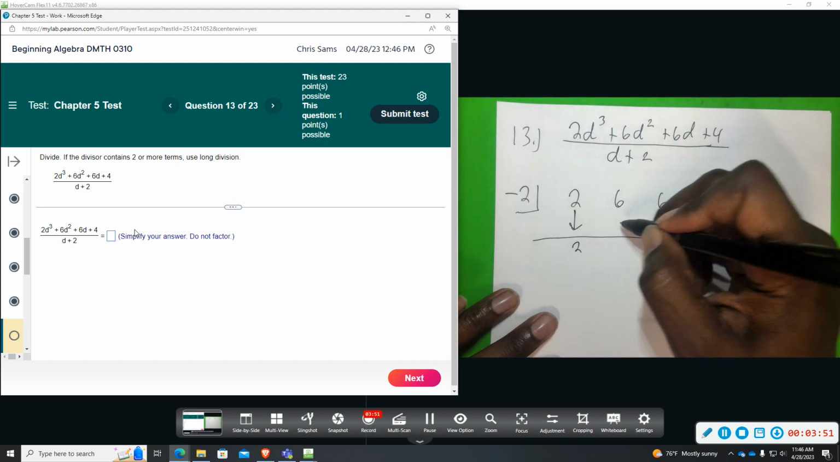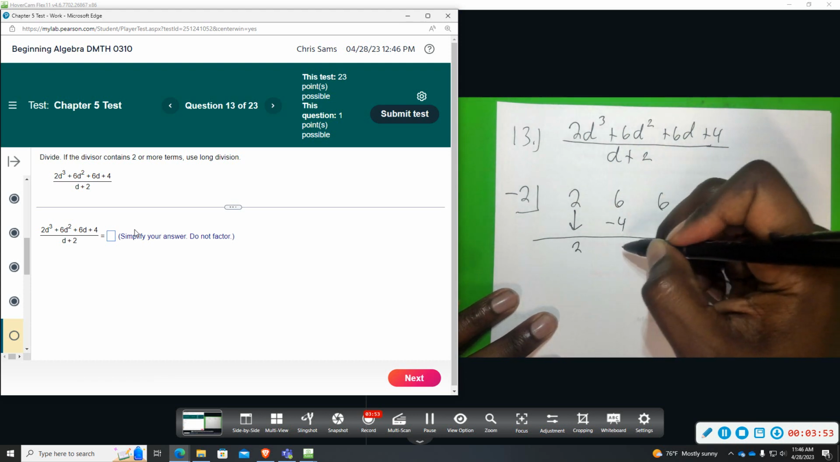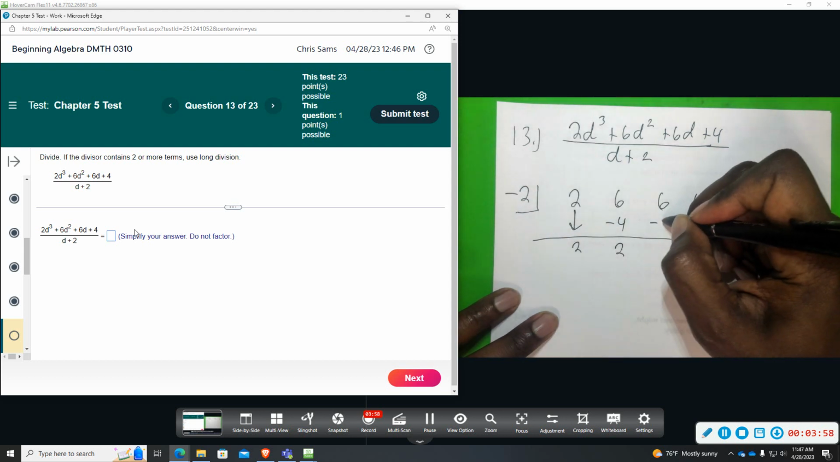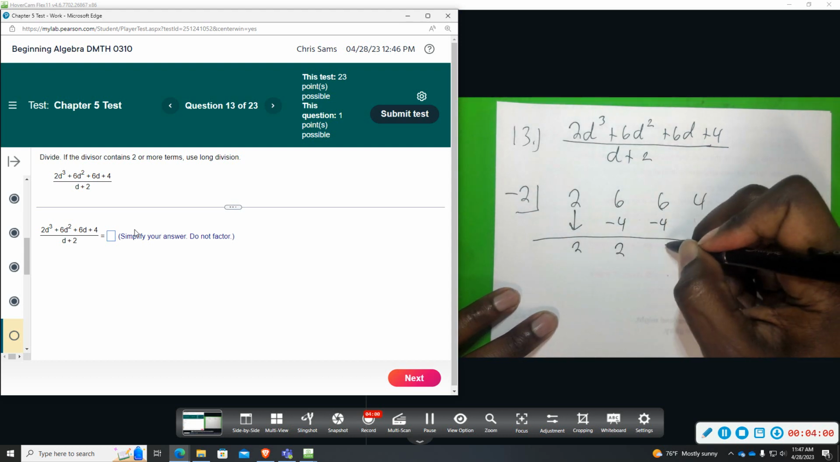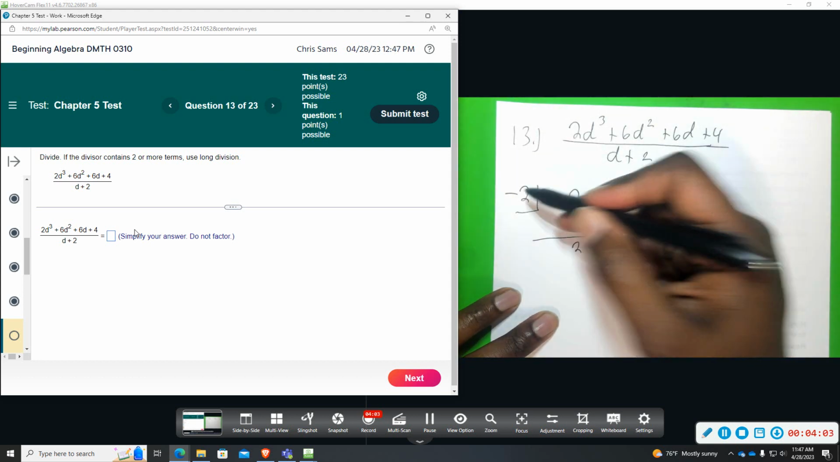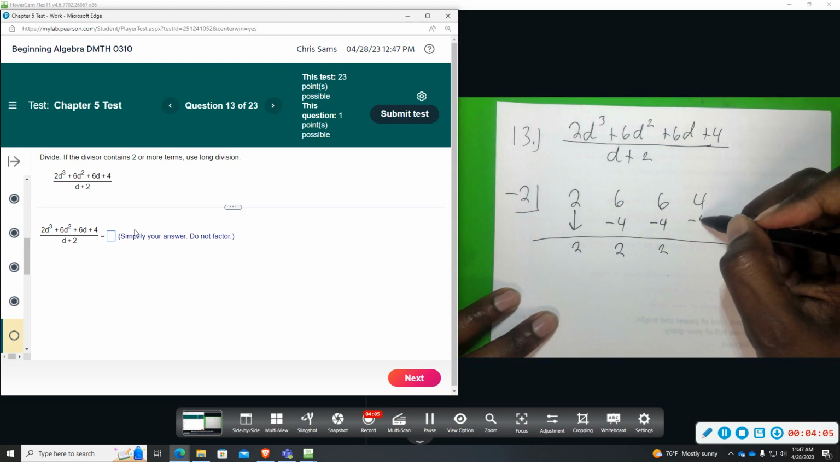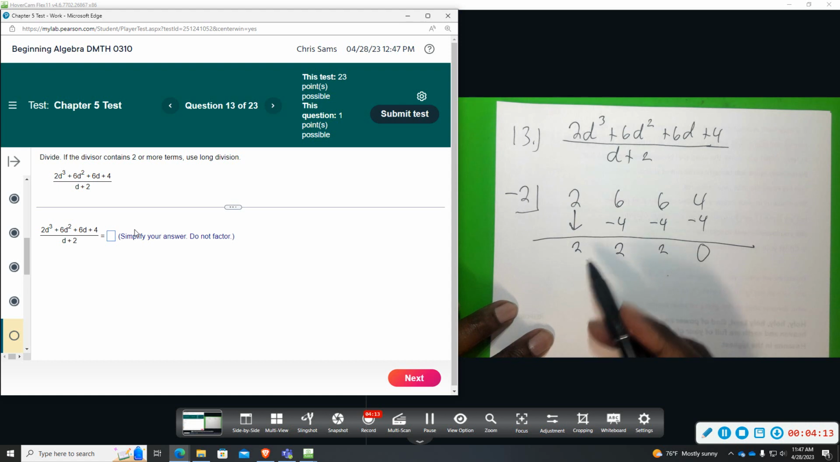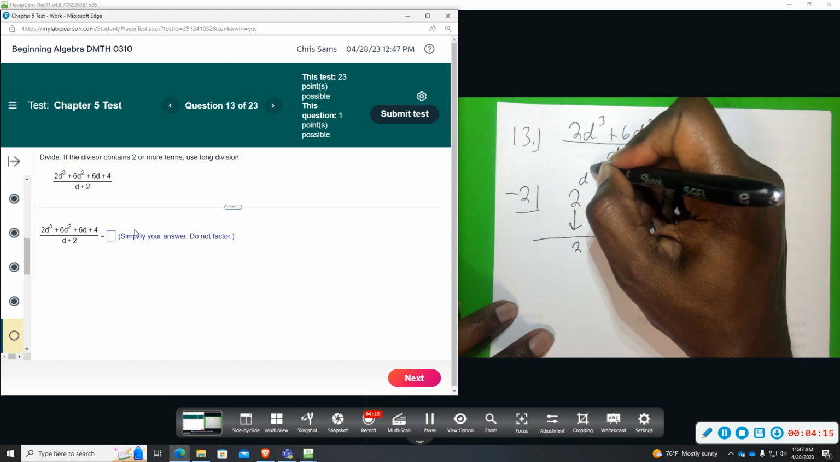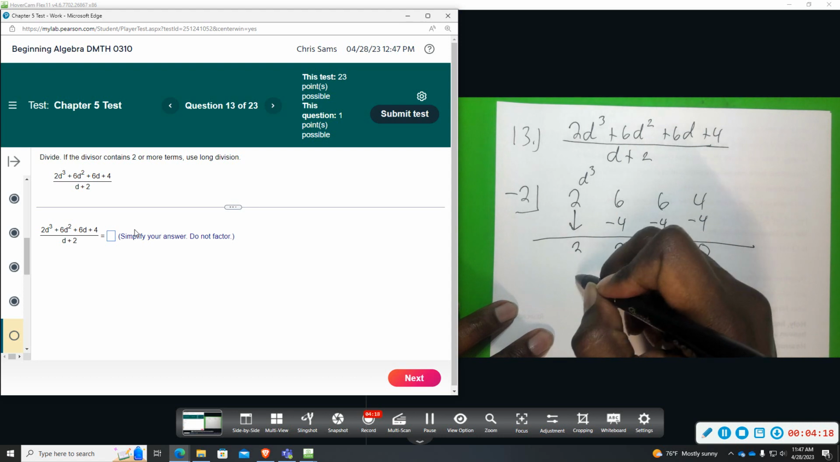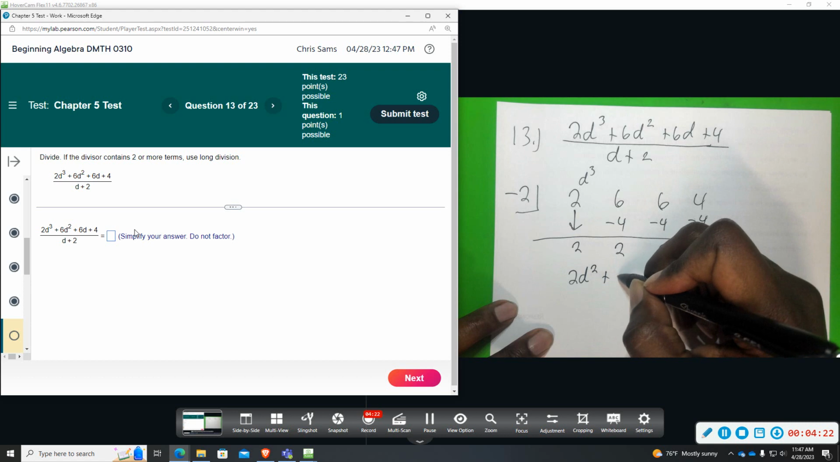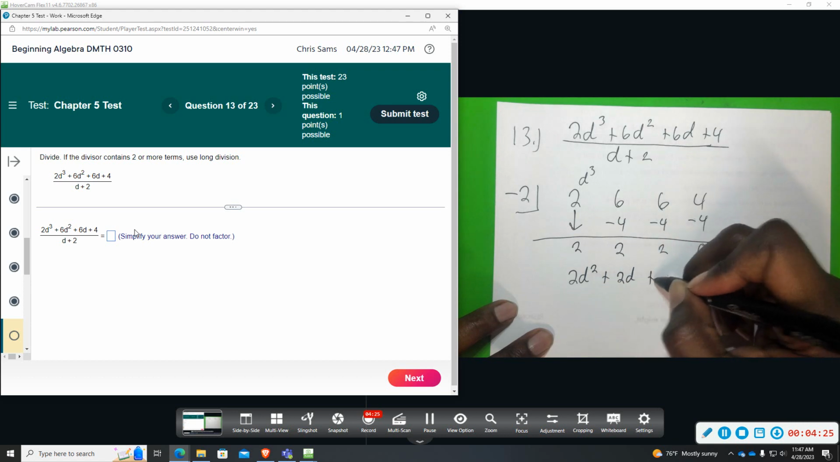Negative 2 times 2 is negative 4. Combine, and that will give us a positive 2. Negative 2 times positive 2 again, negative 4, combine, and that will give us a positive 2. Negative 2 times positive 2, negative 4, combine, and we get 0. We want to write the resulting polynomial. So remember we had d to the third, drop that degree by 1, so we're going to have 2d squared plus 2d plus 2.